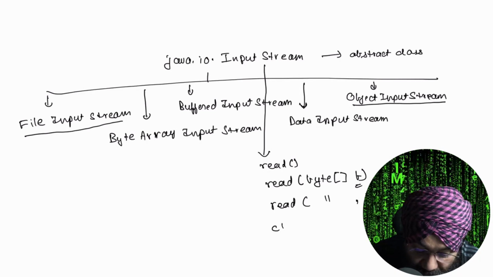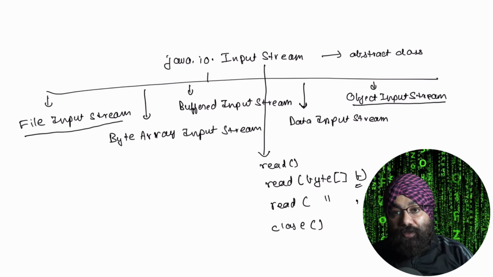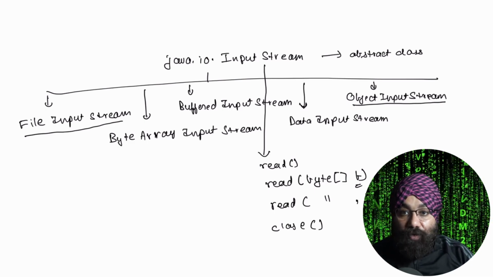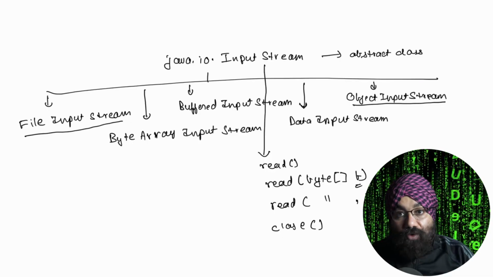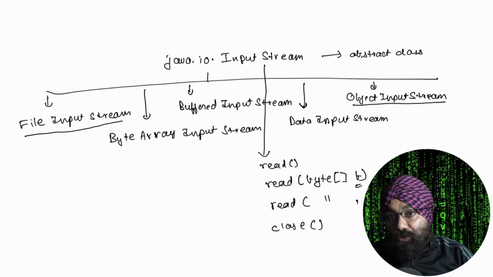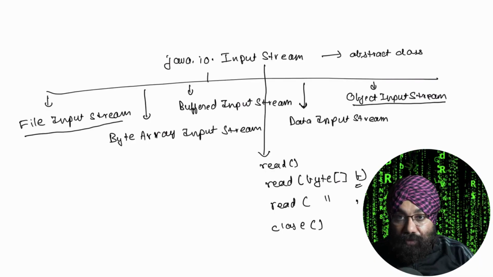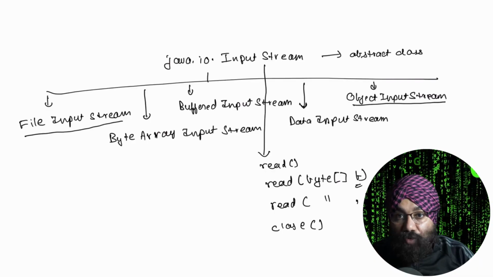And then there is the close method, which is used to close the stream and release all the resources that might have been loaded in memory. After doing close, you cannot do anything like read or write, because the stream is closed. Everything is flushed. If you do that, you will get an exception. Now let's see some code examples for these.